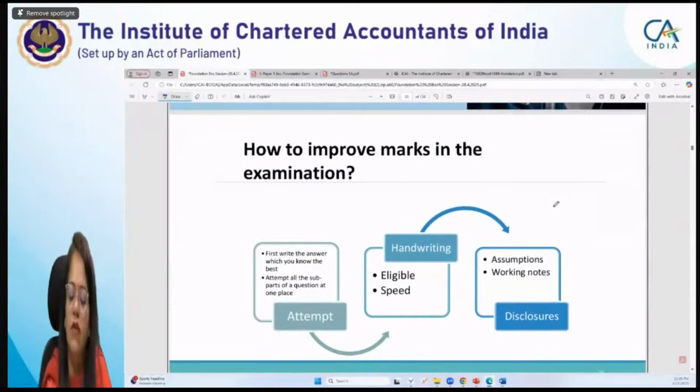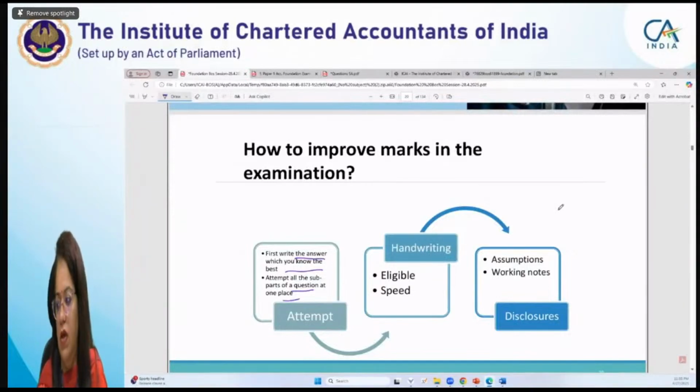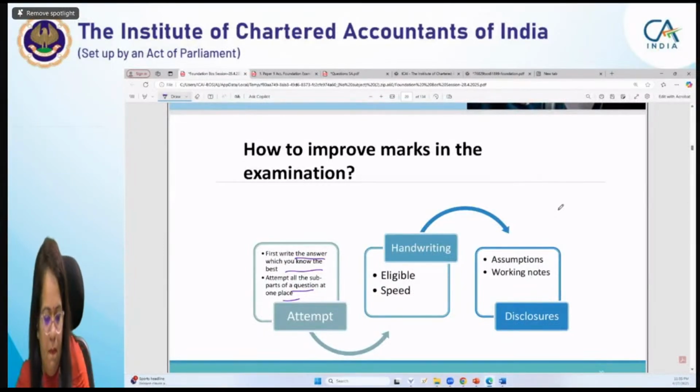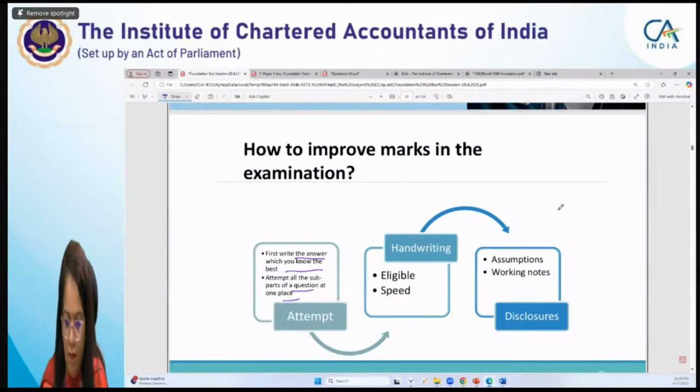Okay. First, write the answer which you know the best. Attempt all the subparts of the question at one place only. Okay. Now coming towards how to solve this question paper. All right. When you go to your examination hall, you'll receive the question paper 15 minutes before the exam, right?